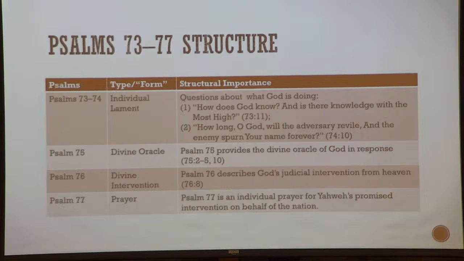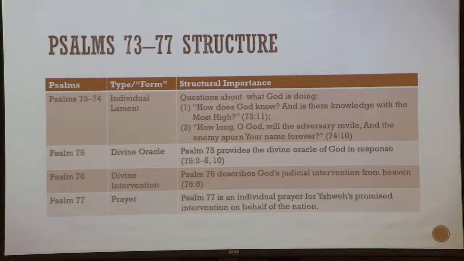75 will be a divine oracle. Provides the oracle of God. In response, we see his response in 75, 2 through 5, as we see him speak. "For I select an appointed time, for it is I who judge with equity. The earth and all who dwell in it melt. It is I who have firmly set its pillars. I said to the boastful, do not boast, and to the wicked, do not raise up the horn. Do not raise up your horn on high, nor speak with insolence, or with pride, with insolent pride." Verse 10, again, he talks that I will deliver it forever, about cutting off, I will cut it off.